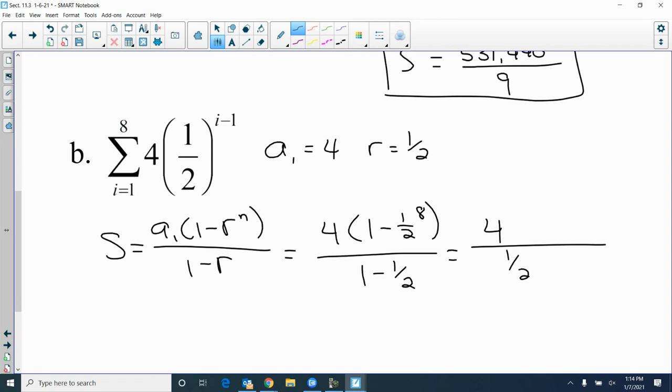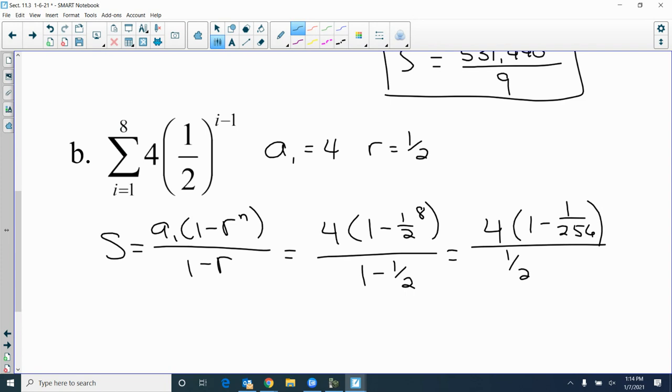What is 1/2 to the 8th power as a fraction? Well, think about it. That is just 1 over 2, and both of those are to the 8th power. You just need to know what 2 to the 8th power is and put it over 1. All right, so it's going to be 1 minus 1 over 256. That's what that's going to be.